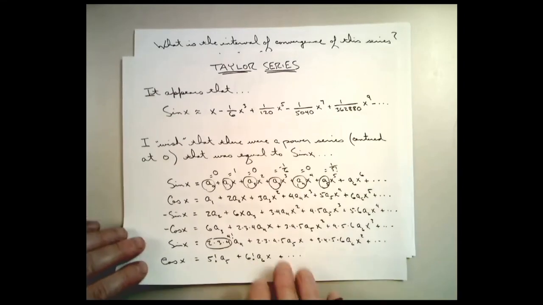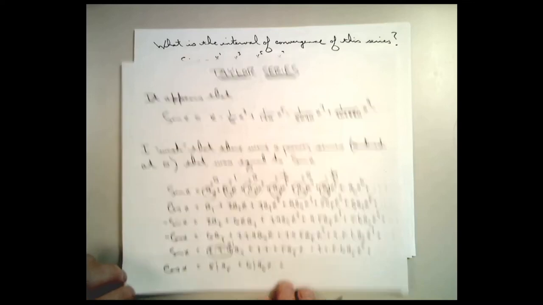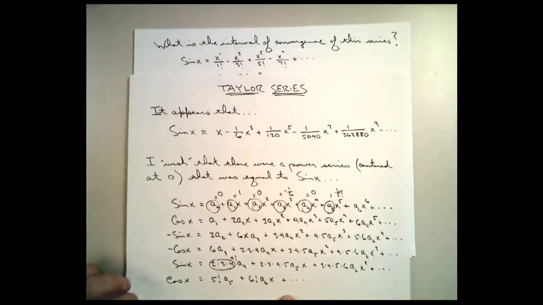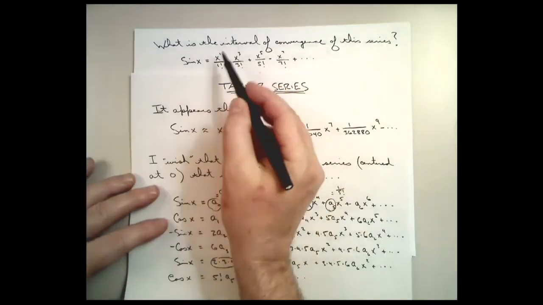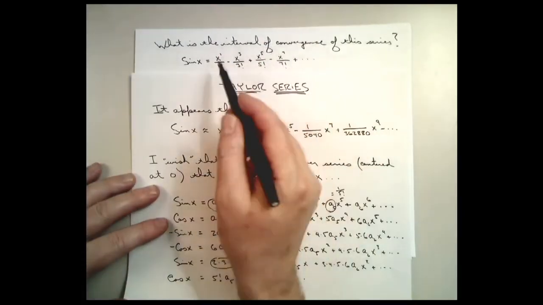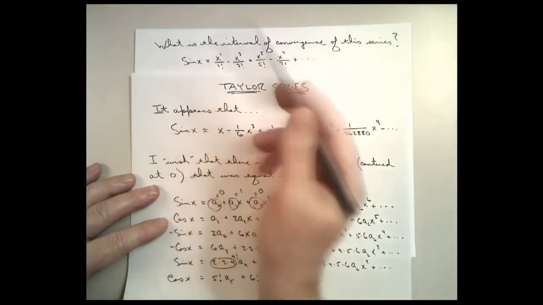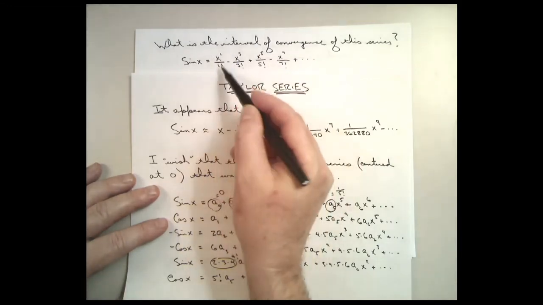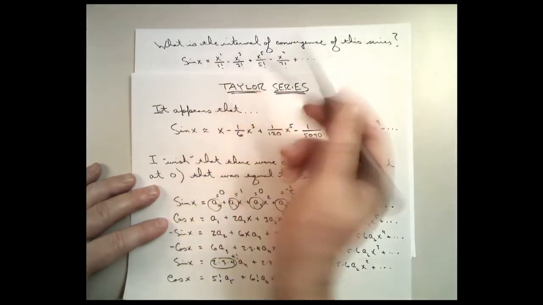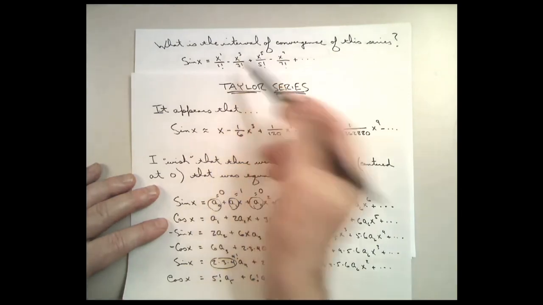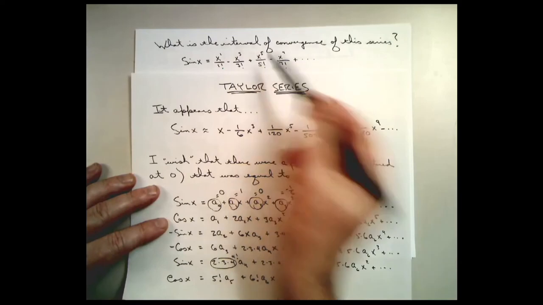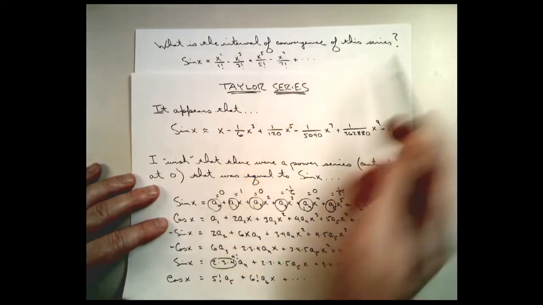All right, so we have that sine of x appears to be, in fact is, x to the first, and I can write that as x to the first over 1 factorial. And then the next non-zero term was negative x cubed over 3 factorial, positive x to the 5th over 5 factorial, and you get the pattern.